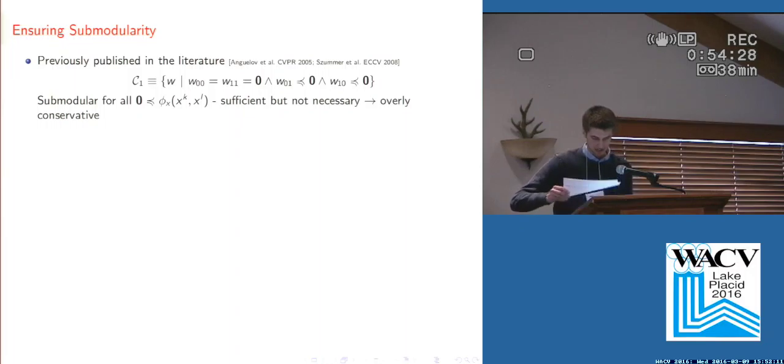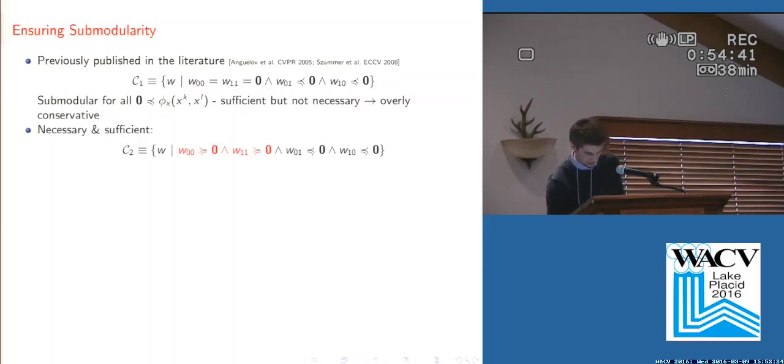Previous works have proposed sufficient but not necessary constraints for ensuring this submodularity that you need. You can see these constraints here. And so the paper that I'm presenting here shows that you can relax the constraints to make them necessary and sufficient. And this way, you basically increase the model capacity without losing tractability during inference.